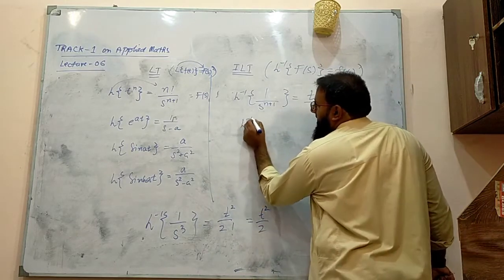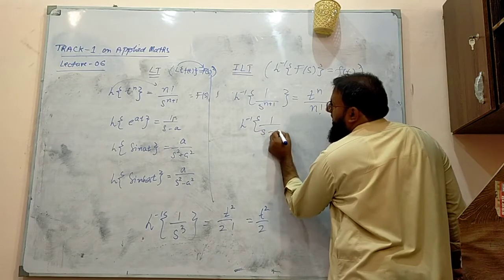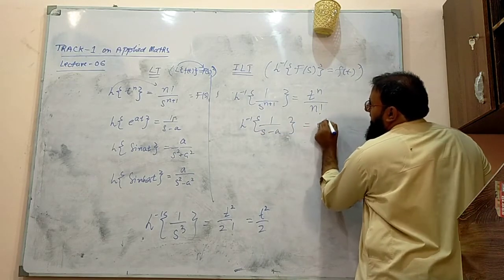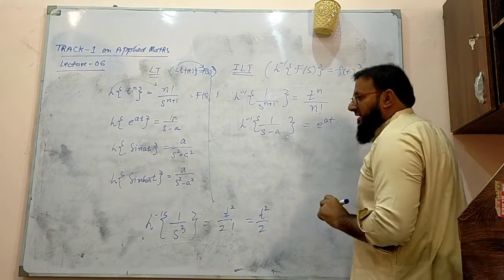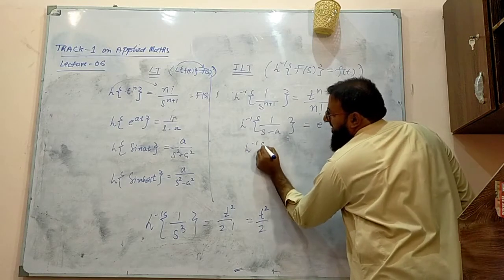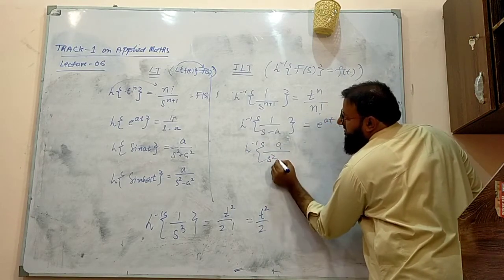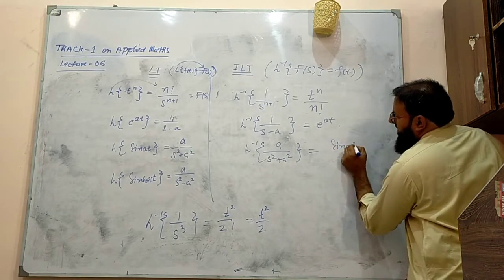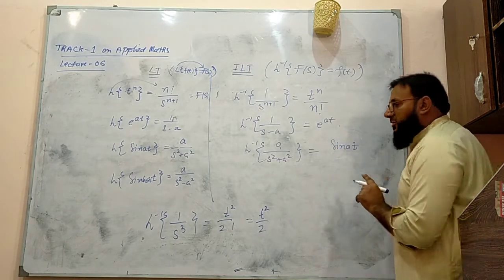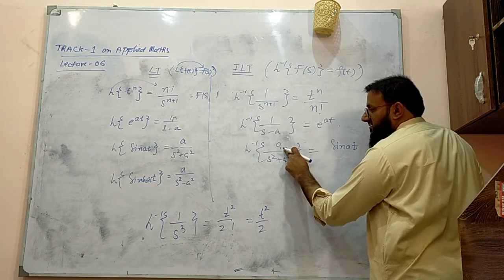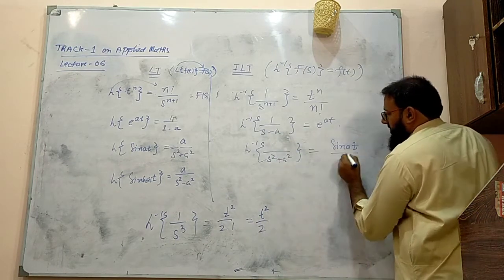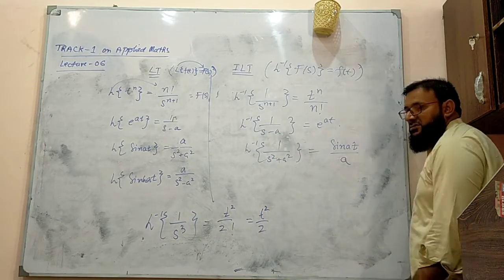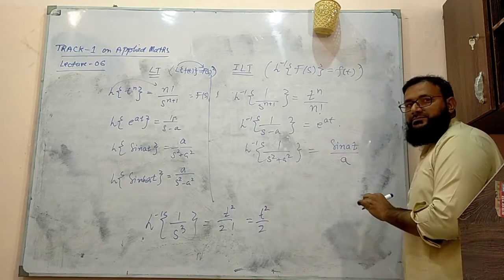Similarly, the inverse Laplace transform of 1 over s minus a is e raised to at, and the inverse Laplace transform of a over s square plus a square is sin at. Even this is again problematic because this is a constant. Take it out and divide it here. You will get functions of this form.